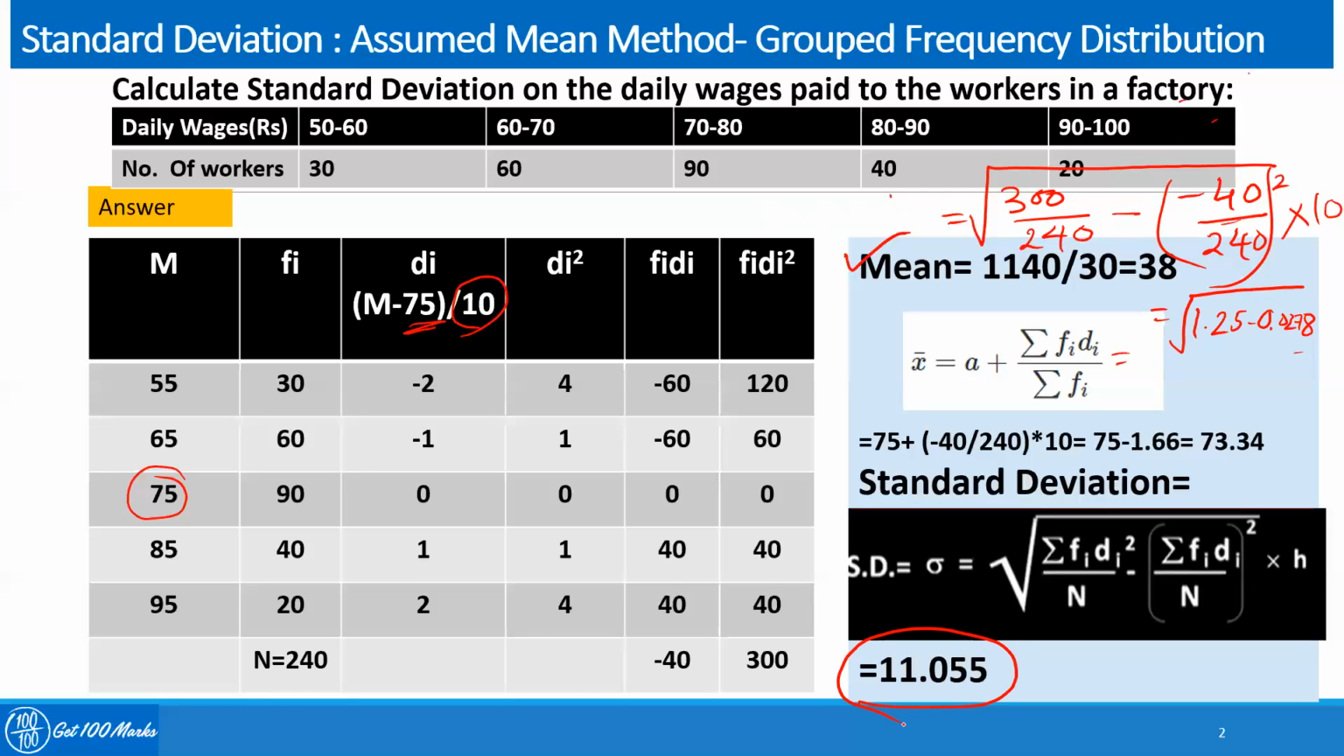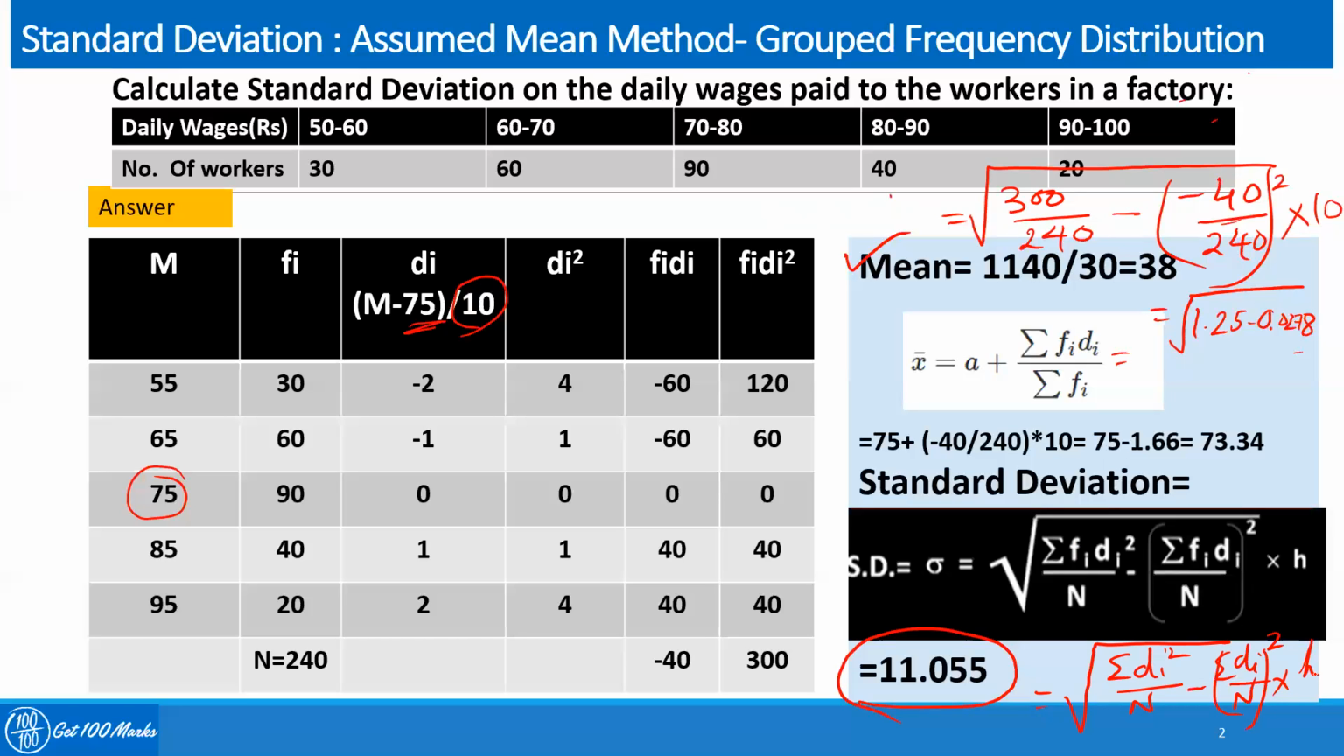The same way we can calculate for an ungrouped frequency distribution, or we can calculate for a single series. For an ungrouped frequency distribution, this F value will not be there. In that particular situation, the sigma formula will be summation Di square by N minus summation Di by N whole square, and outside it is h.